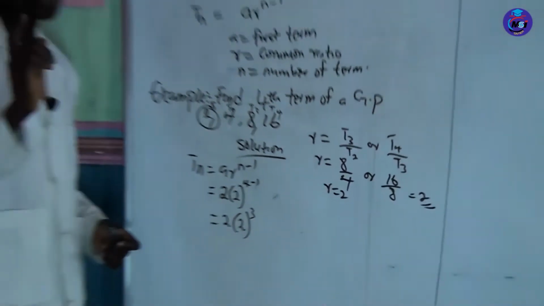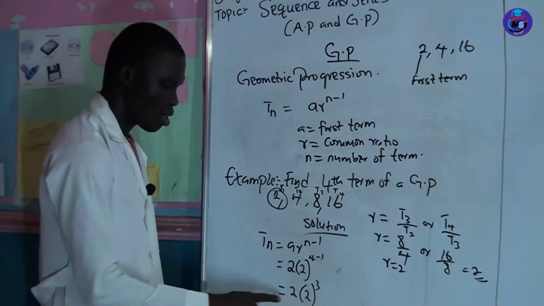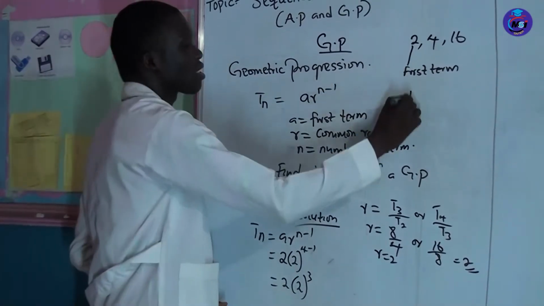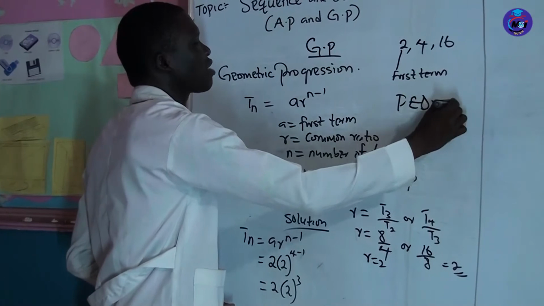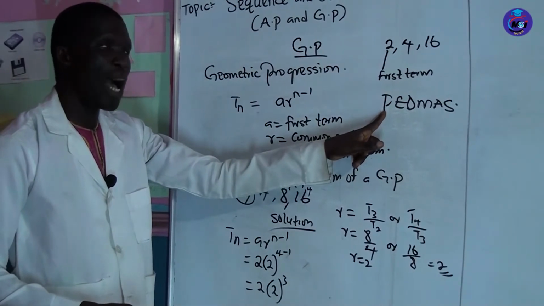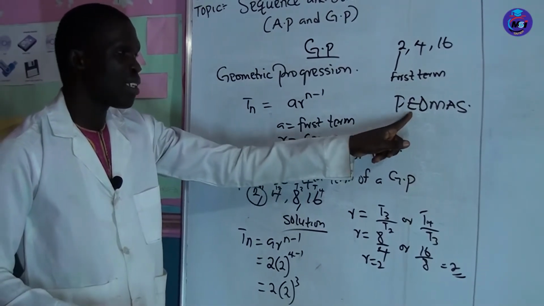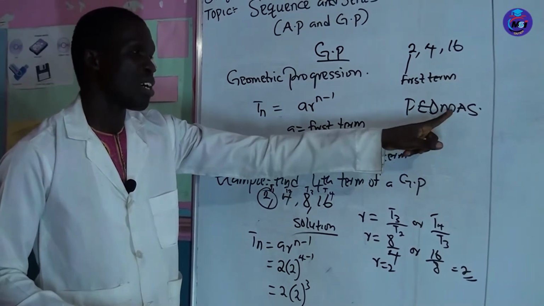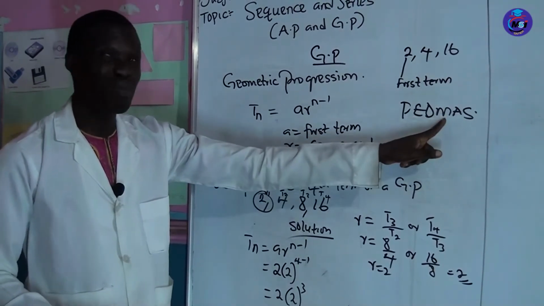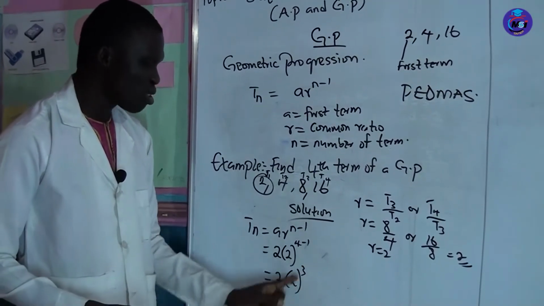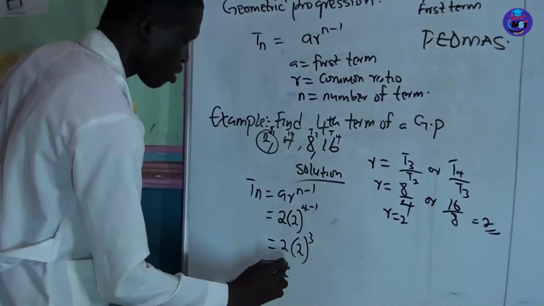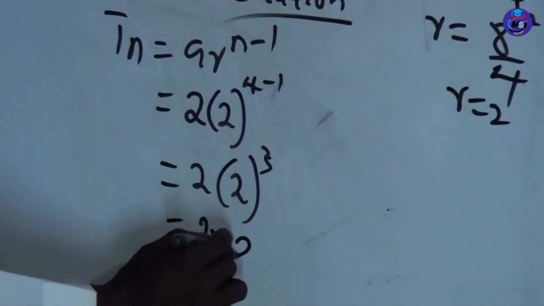Now, mind you, don't make this mistake. Don't multiply this first. There's what we call BODMAS: brackets, power, exponential, division, multiplication, addition, and subtraction. We have exponential before multiplication. So you cannot say 2 times 2 raised to power 3. It doesn't work like that. So this 2 raised to power 3 means 2 in 3 places.